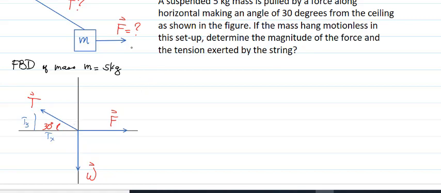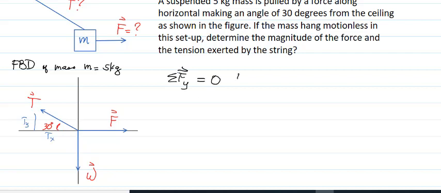The first question is to determine the force exerted and also the tension. Let's consider first the tension. Summation of force along vertical, or Y. This is equal to, so what do you think? Is it 0 or ma? Take note that our system hung motionless. So therefore, there is no motion. So definitely it is equal to 0. So it's first law, case A.